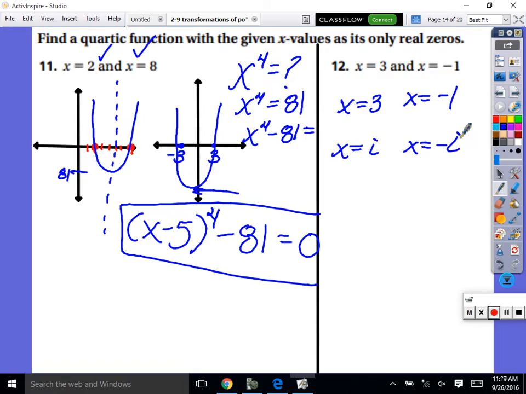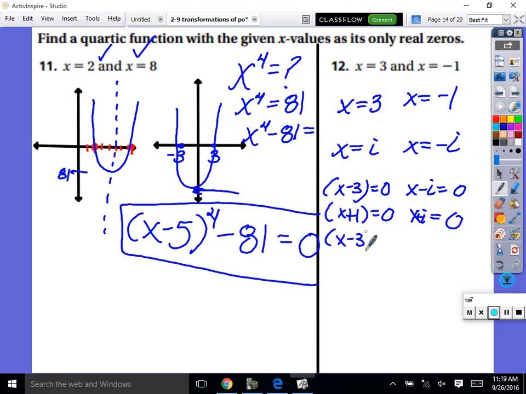Okay, so let's work backwards. So we'll have an x minus 3 equals 0. We'll have an x plus 1 equals 0. We'll have an x minus i equals 0. We're just working backwards. We're using a different method for this one. Do you see what I'm saying here? So then we have x plus i equals 0. Before they were split apart, they were multiplied together. So we had (x minus 3) times (x plus 1) times (x minus i) times (x plus i).